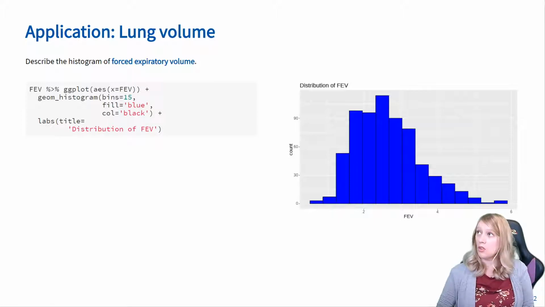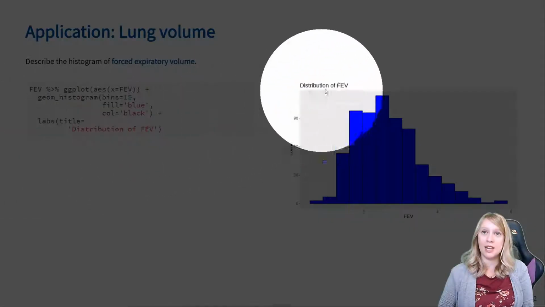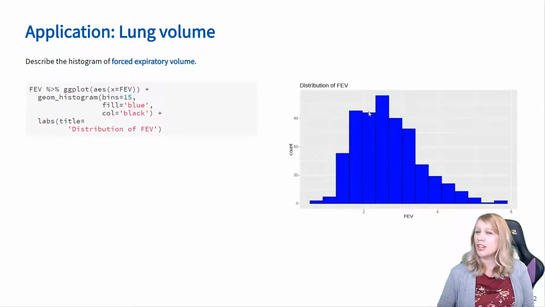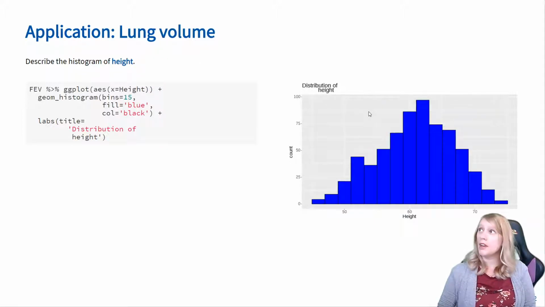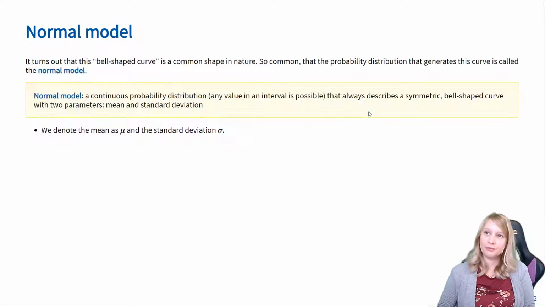Well, it's unimodal. There's one clear peak in the data right about here. Most children, it looks like, have a forced expiratory volume somewhere between a little bit less than 2 liters and around 3 liters. There does appear to be perhaps some skew, but for the most part, this is a fairly symmetric distribution. Let's take a look at another variable in this data set. This is the distribution of height for the children in the study. We see the same sort of unimodal pattern here. This distribution is also quite symmetric.